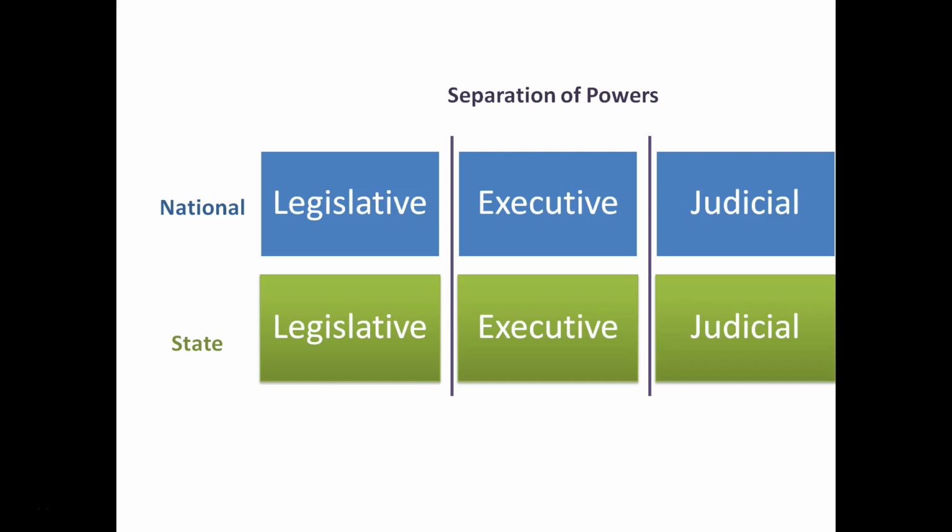At the state level, we also have three branches of government. In Ohio, our legislative branch is the General Assembly. We have a governor, who is the head of the executive branch of Ohio, and we have an Ohio Supreme Court and a set of state court systems that all make up the judicial branch. Those different jobs given to those three different branches is the separation of powers.